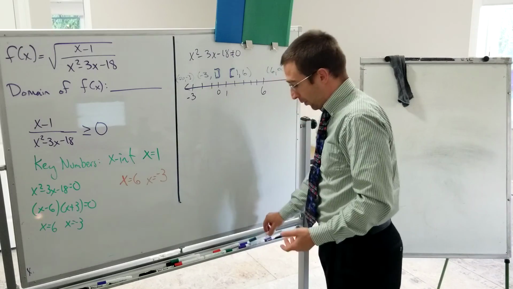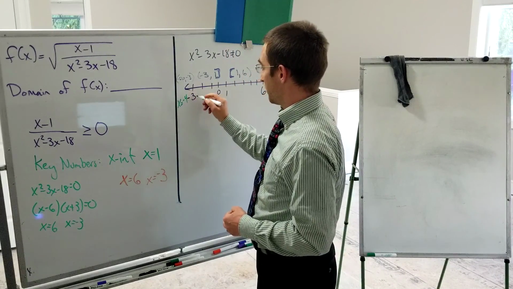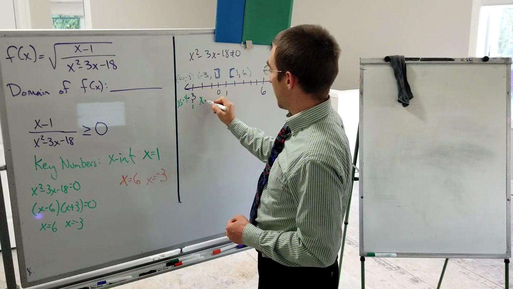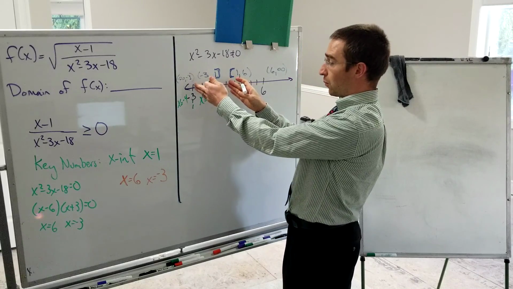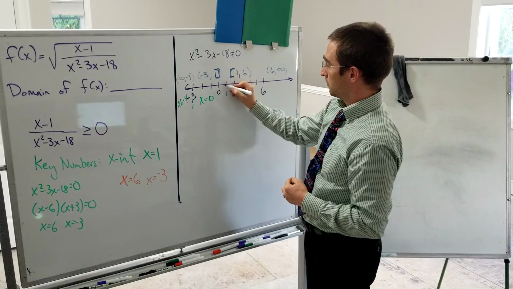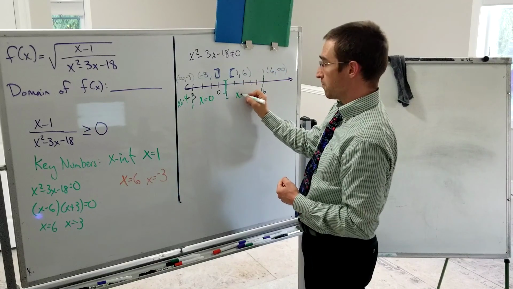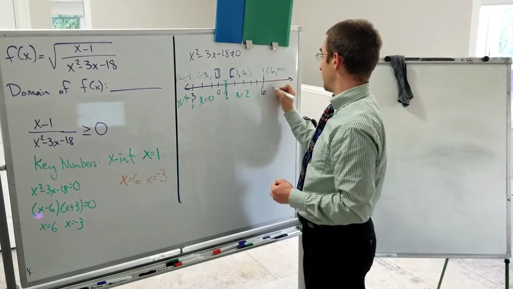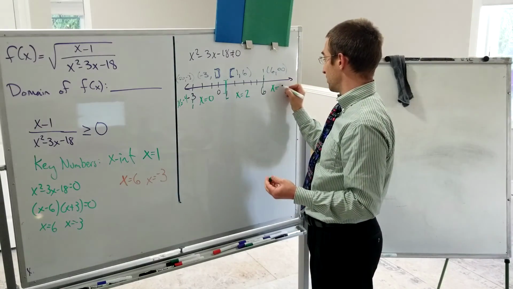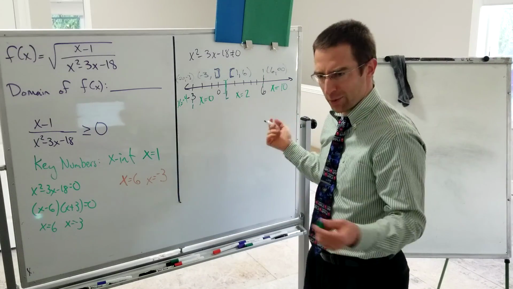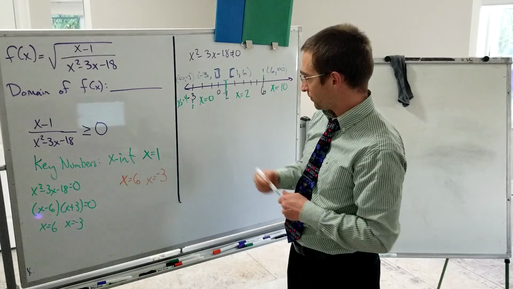So I just need to pick a point, an x number, like x equals negative 4. x equals 0, because that's between negative 3 and 1. How about x equals 2? And then x equals 7. Or let's go with x equals 10. Let's just pick a nice easy number to work with. 10's easy.